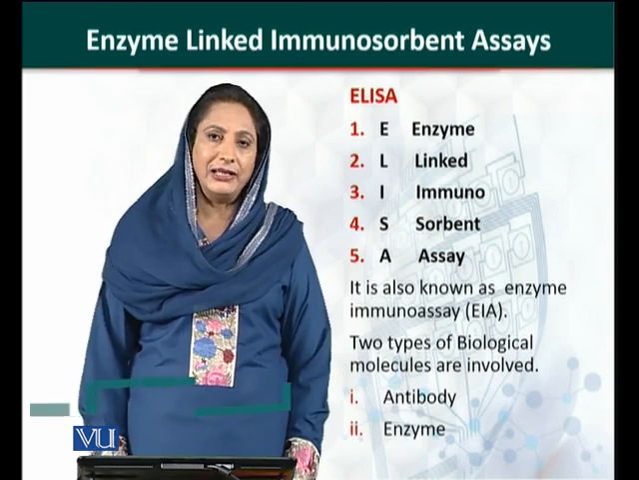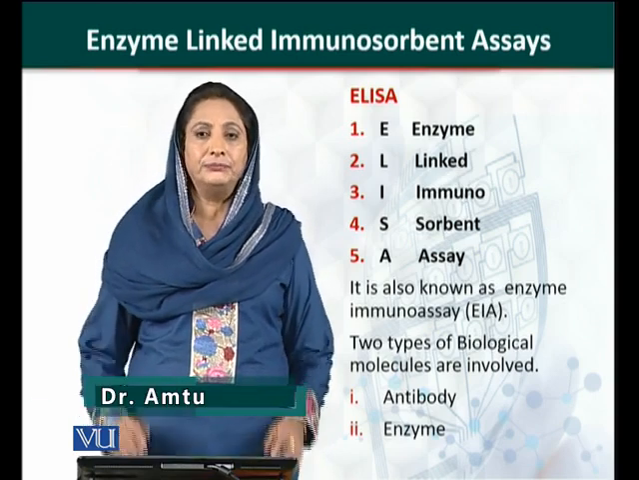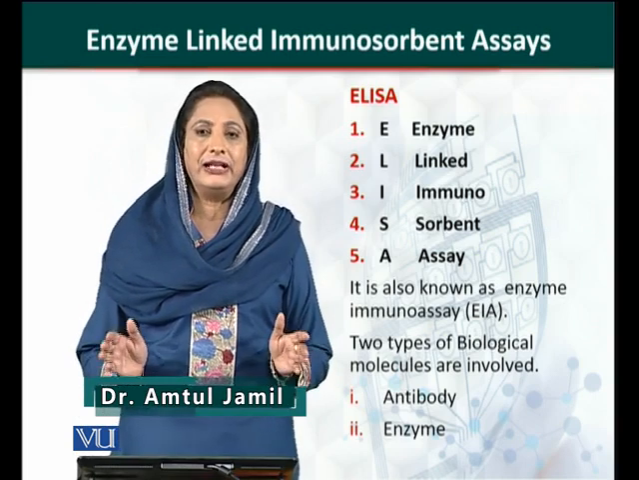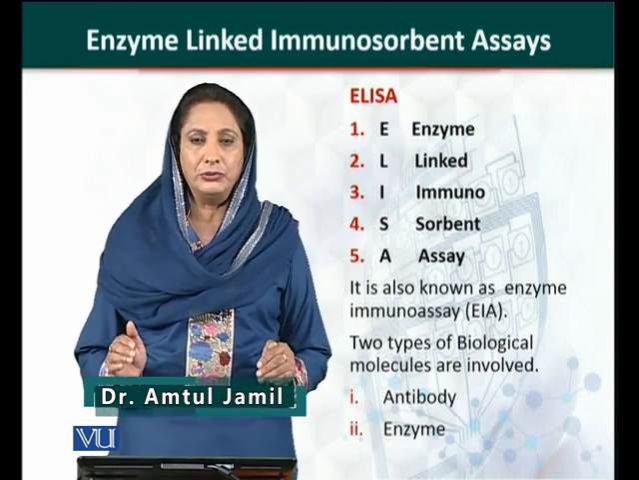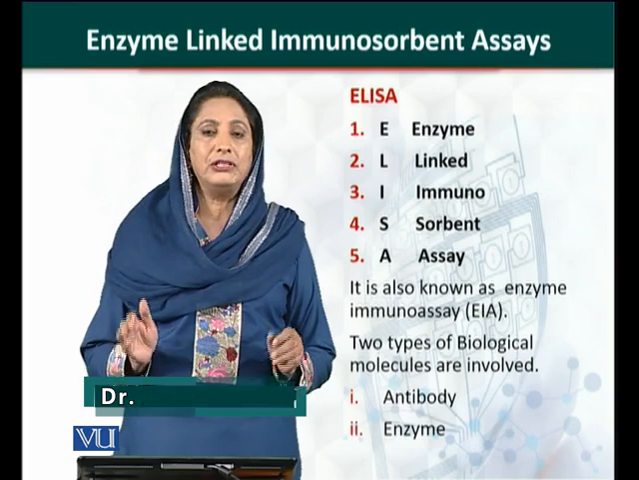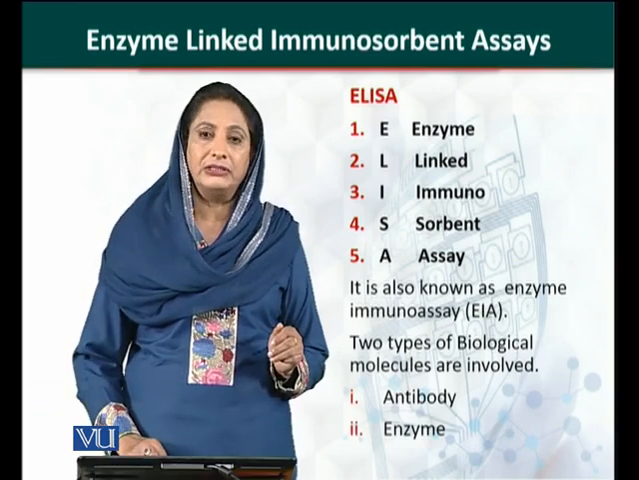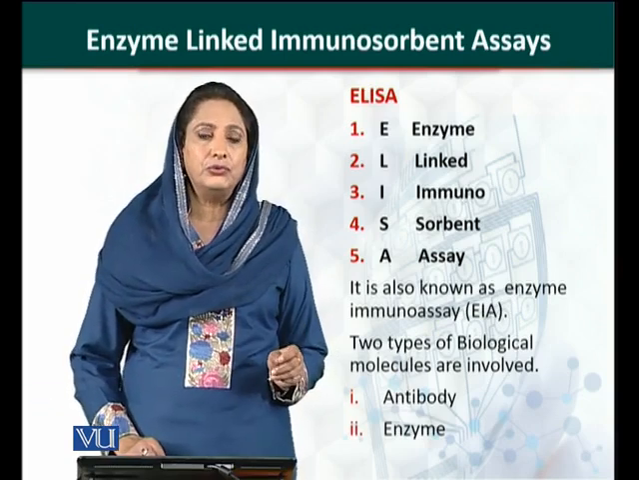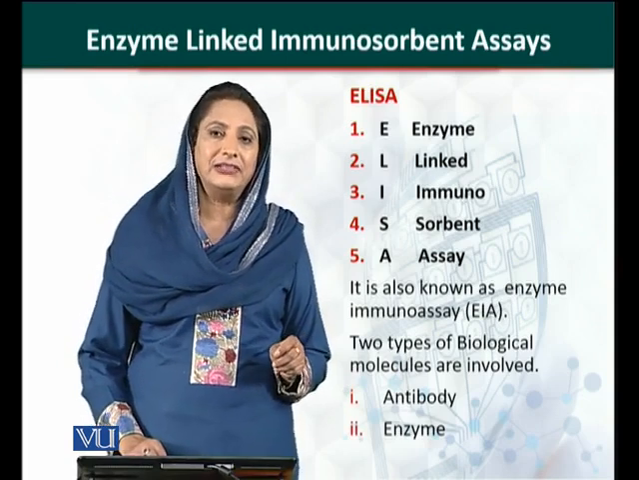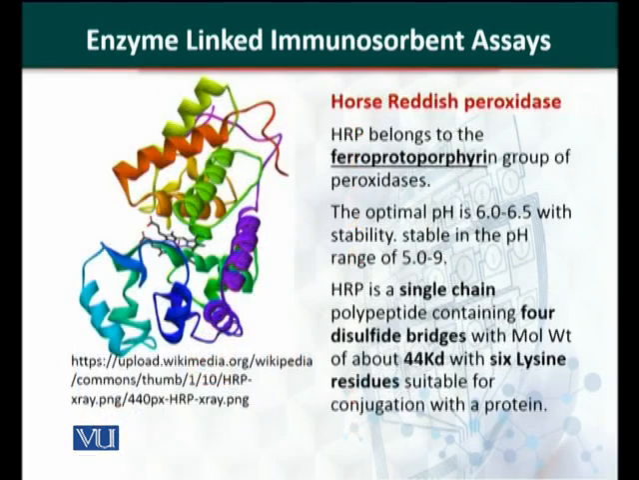In the ELISA technique, two biological molecules are used. One is an enzyme and the other is an antibody. The antibody is the specific antibody against the target molecule, while the enzyme we use is normally horseradish peroxidase. This enzyme is used to increase the sensitivity of the system. Horseradish peroxidase is an enzyme.